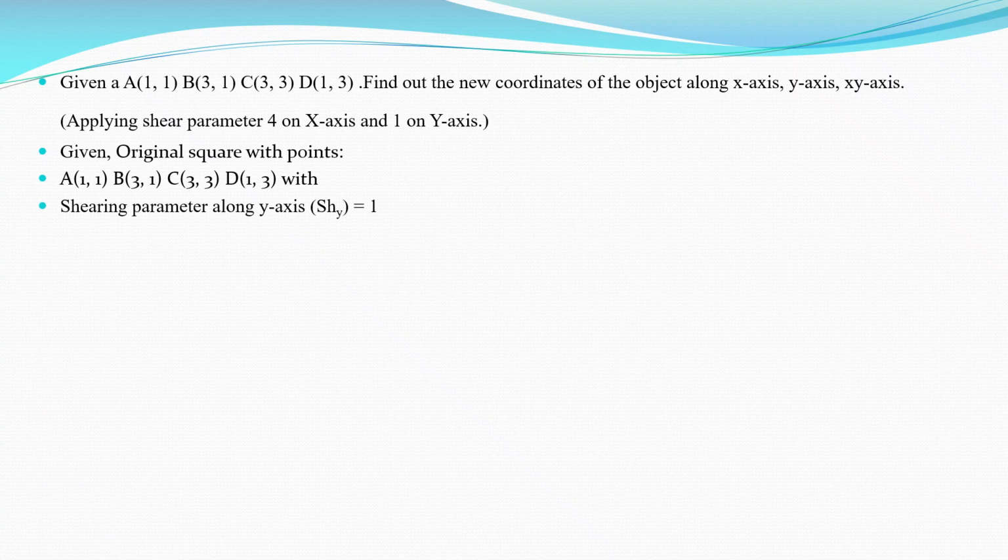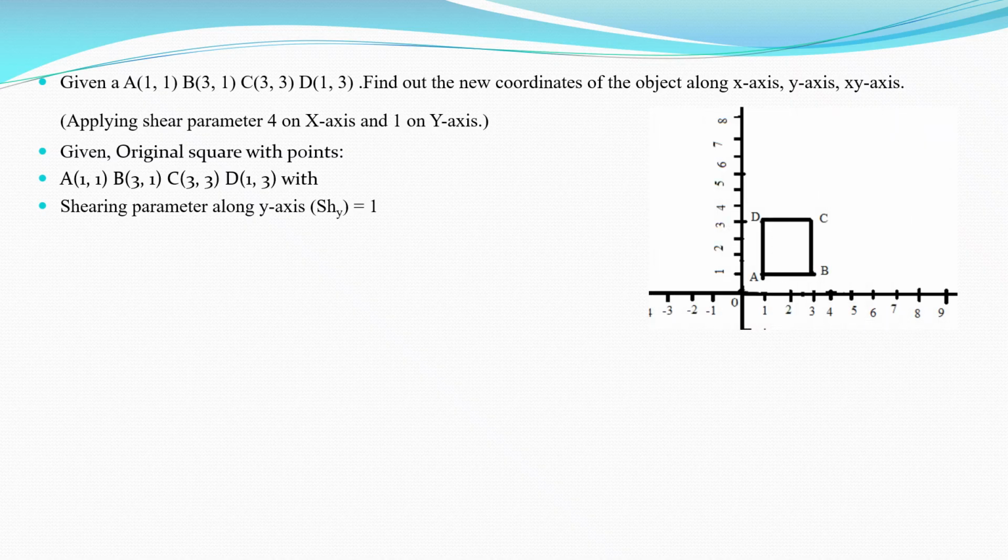Okay, so the same figure, but we are taking the shearing parameter along the y-axis, which is given as 1. In the last slide we saw that x-axis shearing is applied on the x-axis, where the value given was 4; here it is 1. So this is the basic figure. To find the y-axis shearing, x will be the same as the original one, and for y we take the equation y dash equals y plus shearing of y into x.